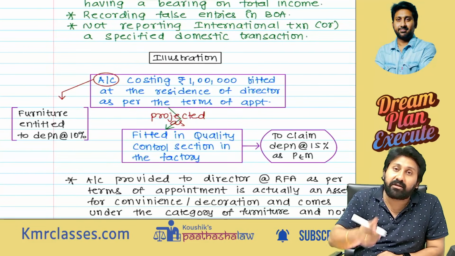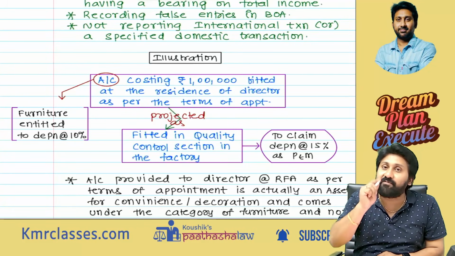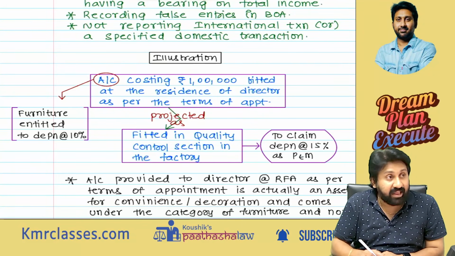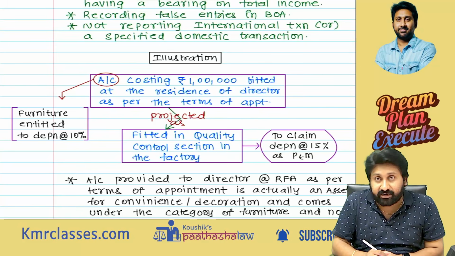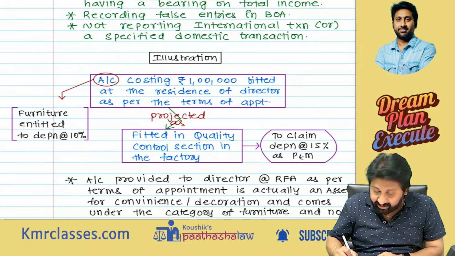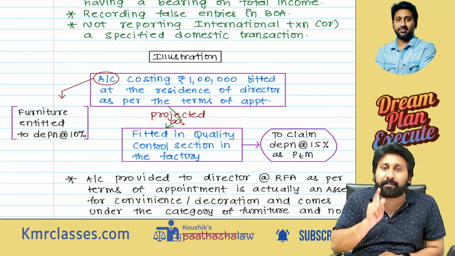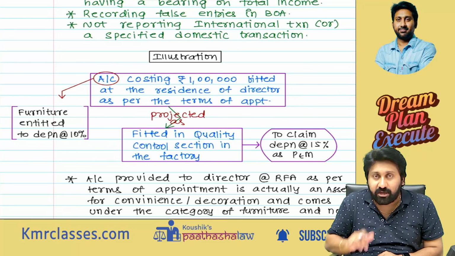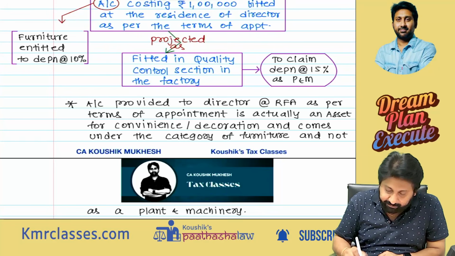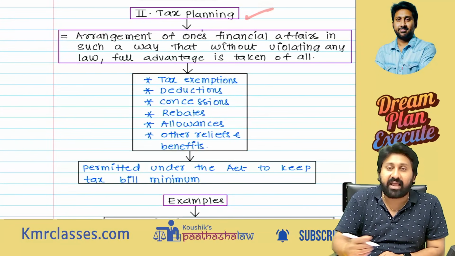It can be treated as plant if it is fitted in the factory, then you can claim it as plant and claim 15% depreciation. You fitted it in the residence of a director, but rather than claiming it as furniture and claiming 10% depreciation, you are projecting that it was fitted in the factory and claiming 15% depreciation. An element of illegality is involved just to evade the payment of tax and to claim extra benefits. This is a classic example of tax evasion. The AC was provided to the director as rent-free accommodation. Next one, tax planning.